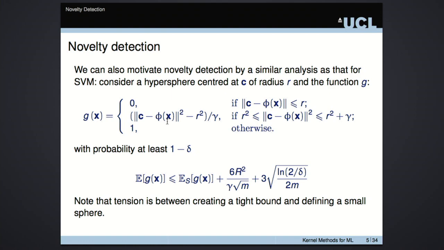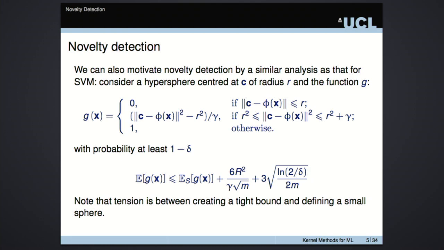So G is saying, is the function an inlier, something that is part of the distribution, or is it an outlier? And what we're saying is the probability of something generated according to the same distribution that generated the positive data being regarded as an outlier is less than or equal to this expression, which again has the empirical error here and the Rademacher complexity bound, plus this term, which, if you remember, ensured we were taking into account the very small probability that we were misled by the training set.